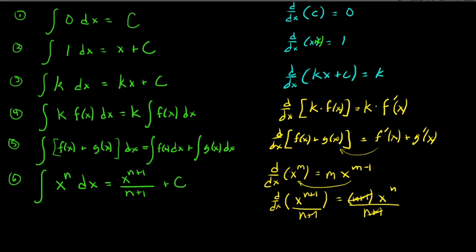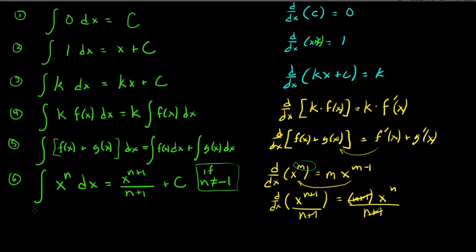Now, there's one important exception to this before we go any further. For the power rule for derivatives, this m could be any real number at all, and this will give you the correct derivative. However, going backwards for antiderivatives, there's one very important exception. This is assuming that n is not negative 1. That's the only exception. n can be any real number except for negative 1.